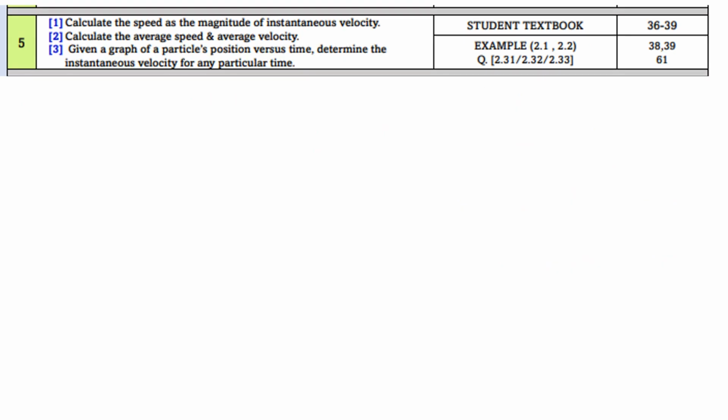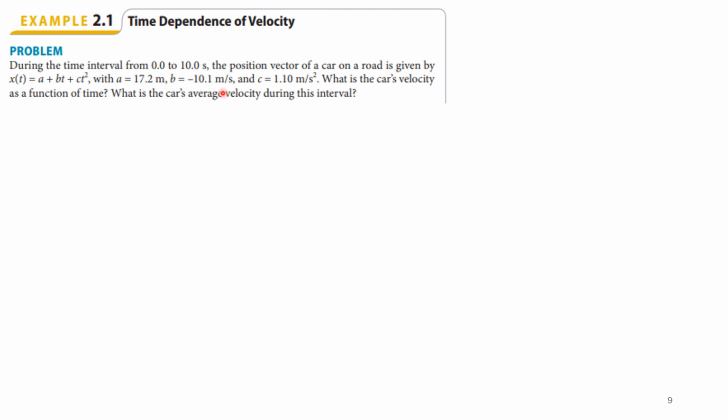Moving on to here, we have to calculate the speed, the magnitude of instantaneous velocity, calculate the average speed and average velocity given a graph of a particle's position versus time. Okay, so for this we choose this question, which is example 2.1. During the time interval between 0 and 10, the position vector of a car on a road is given by this equation, a plus bt plus ct square, where a and b and c each have their own value. So what's the car velocity?